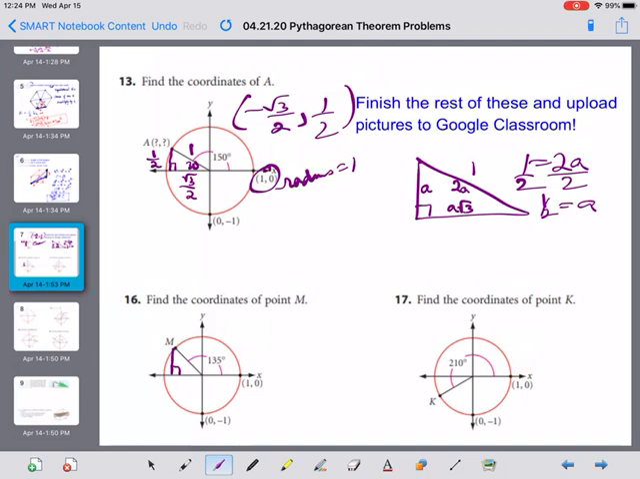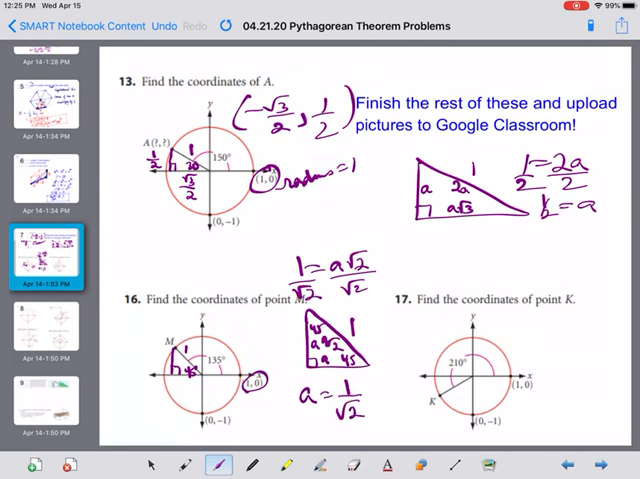Here's number 16. Set up the right triangle. This time you rotate it 135, so that's 45 degrees as the acute angle. The radius is 1. And then this is a 45, 45, 90 right triangle. So 1 is the hypotenuse, or the radius. And we know that it goes a radical 2. So 1 is the a radical 2. So divide by radical 2. a equals 1 over radical 2.